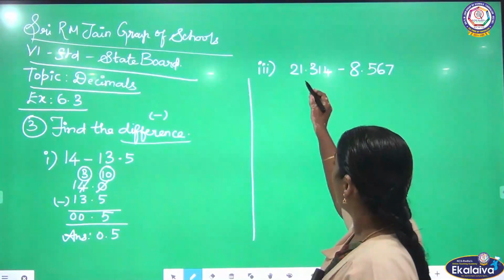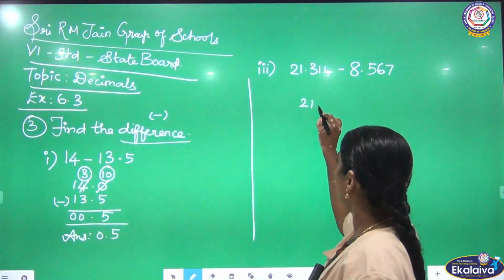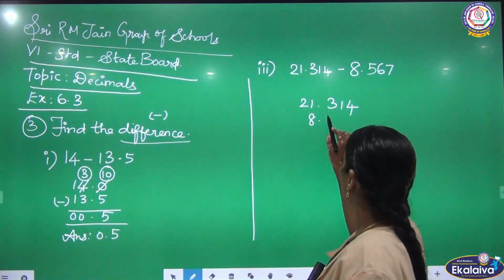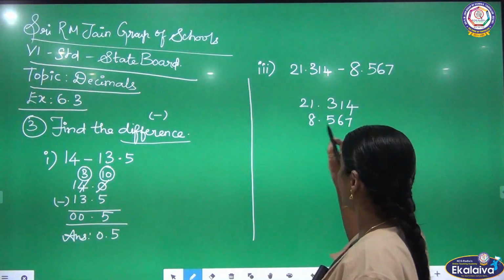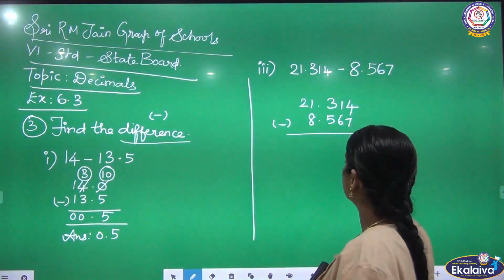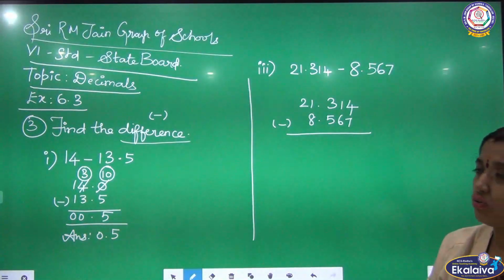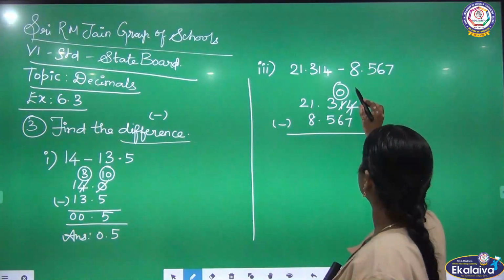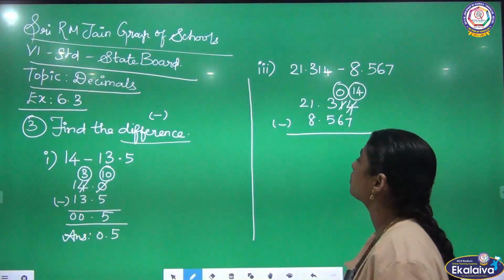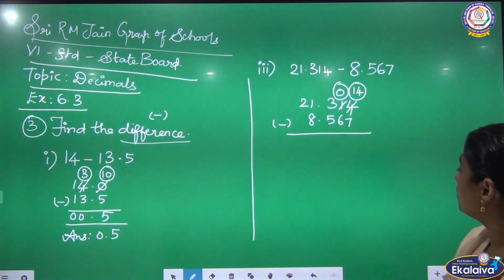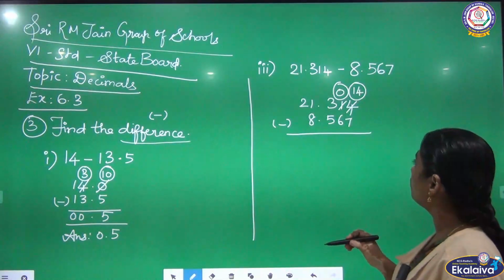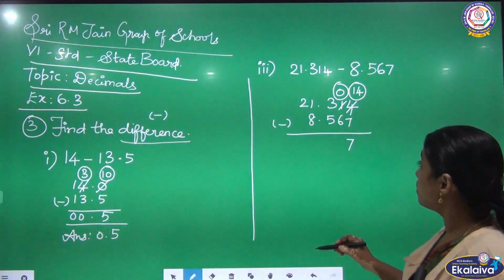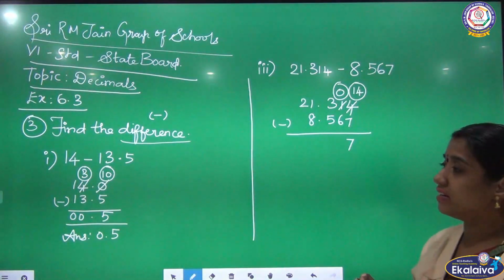Now listen, arrange 21.314 and 8.567. Subtract 4 minus 7. I cannot, so borrow from here. This becomes 0, this is 14, 1 is giving. And 4 becomes 14. 14 minus 7 is, sorry, 7.